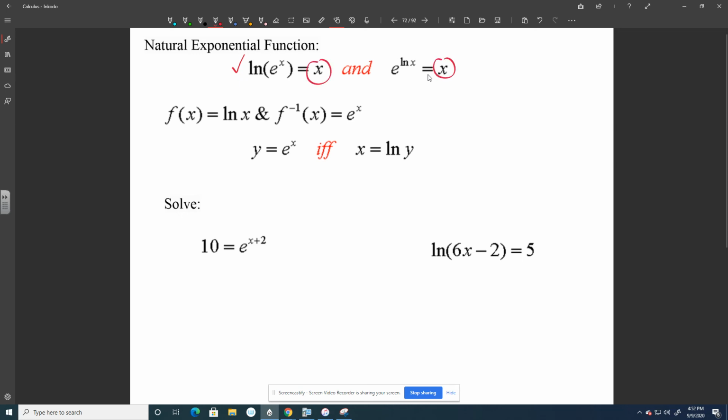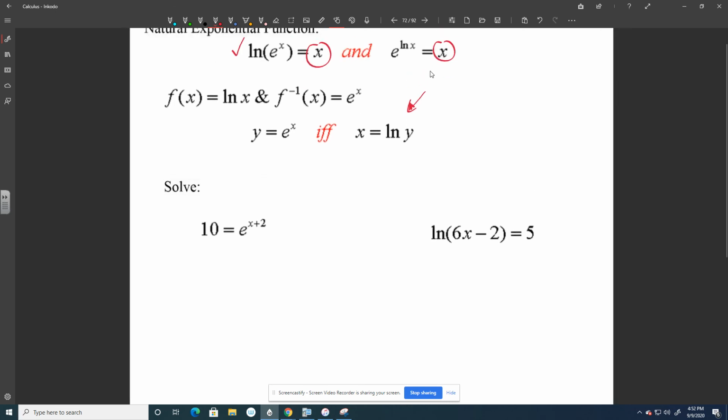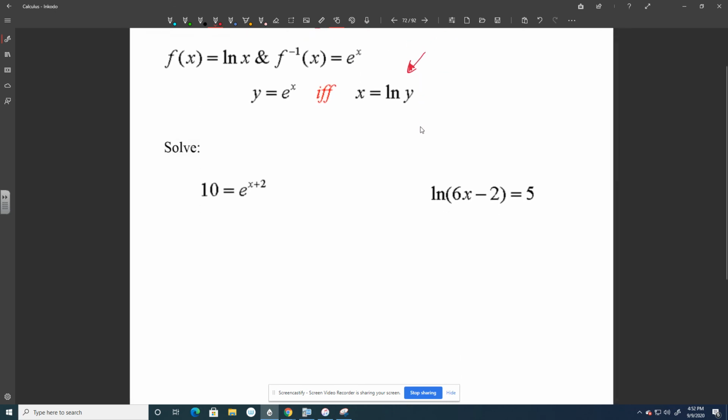Okay, those are big ones. So if f of x is equal to the natural log of x and the inverse is equal to e to the x, then this is also true: y is equal to e to the x if and only if x is equal to the natural log of y. We're not going to get into this one too much. We'll talk about that maybe a little bit more later. We're mostly focused on what we have up here, okay?